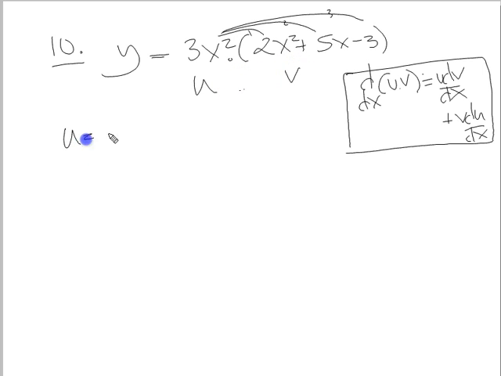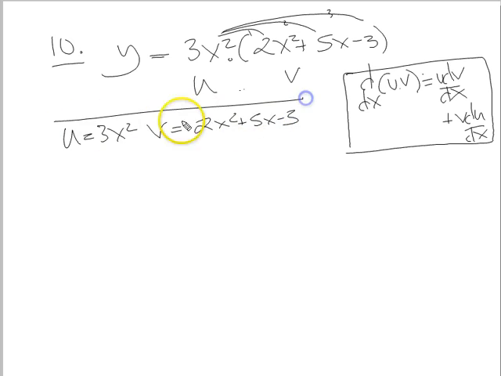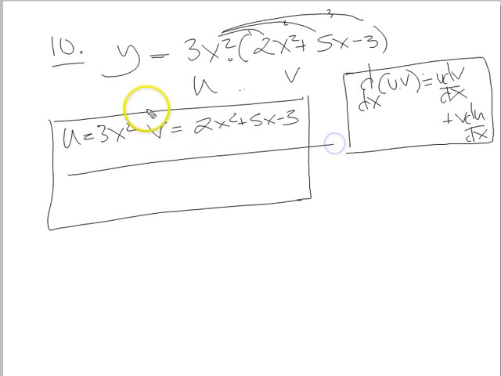So let's draw our grid. u is equal to 3x squared. v is equal to this stuff here, 2x squared plus 5x minus 3. And let's see if there's any benefit to doing it this way. There might be some benefit, of course, when we do this method.